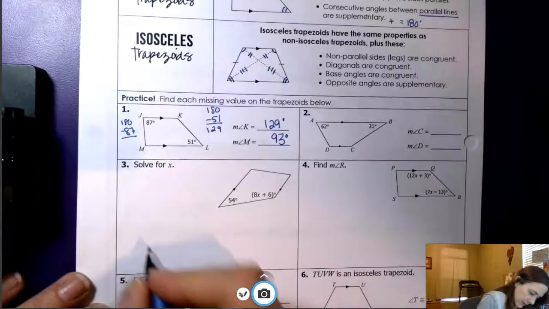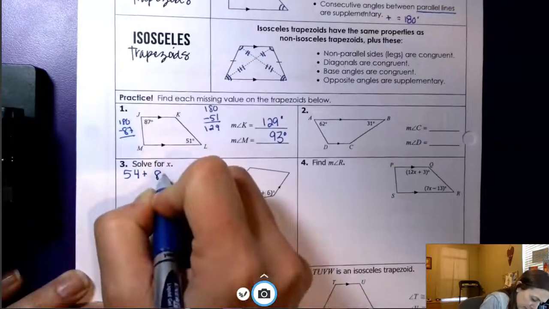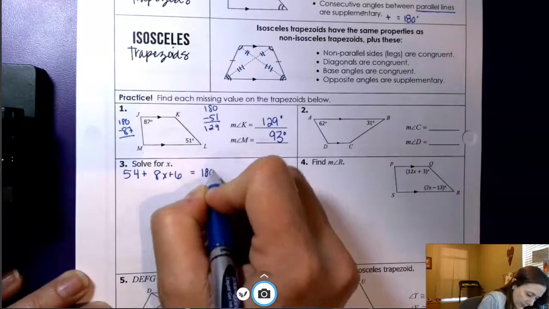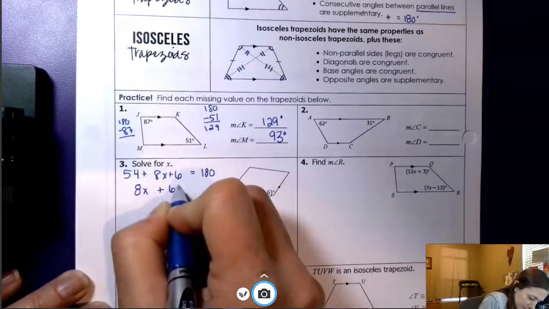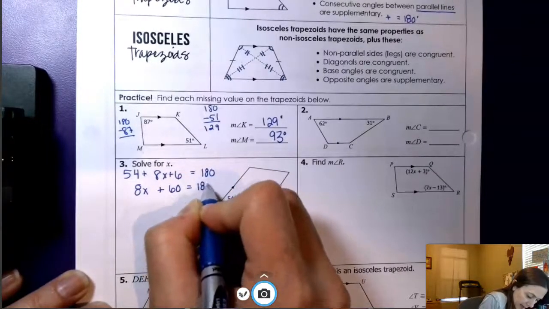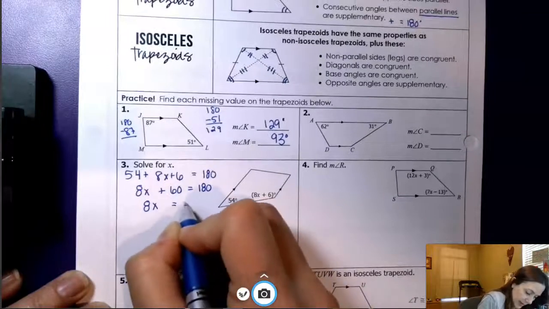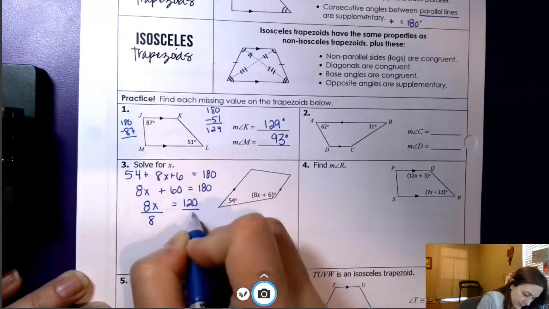So I'm going to take 54 plus 8x plus 6. Add those together. Supplementary is 180. I end up with 8x plus 60 equals 180. Subtract the 60, so I'm going to get 8x equals 120. And now I divide by 8.